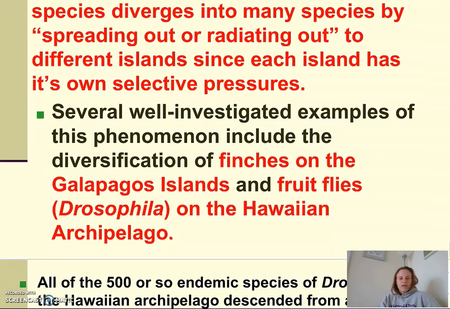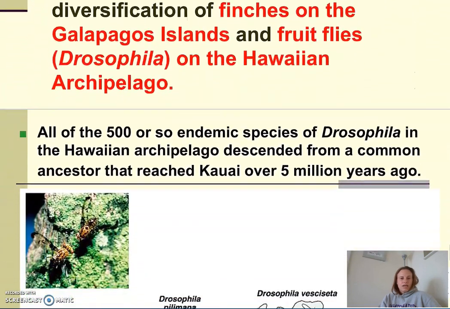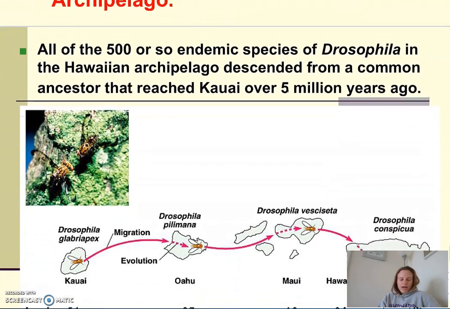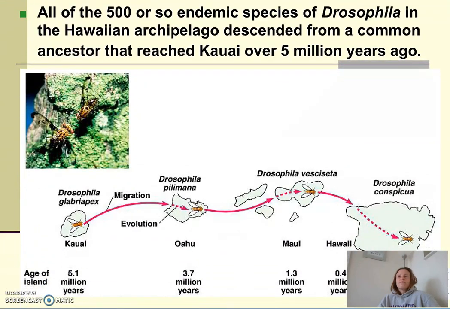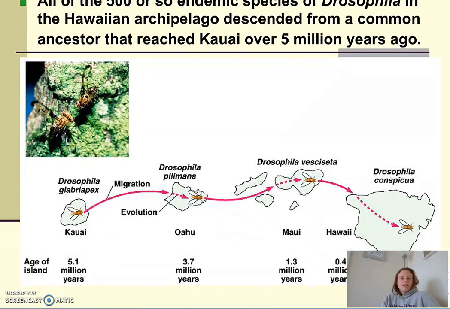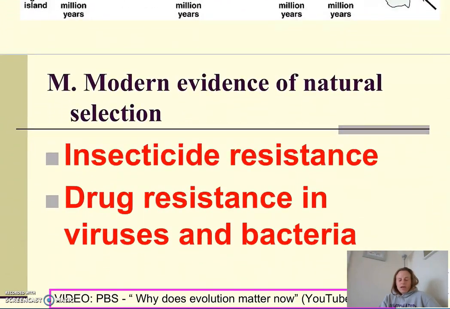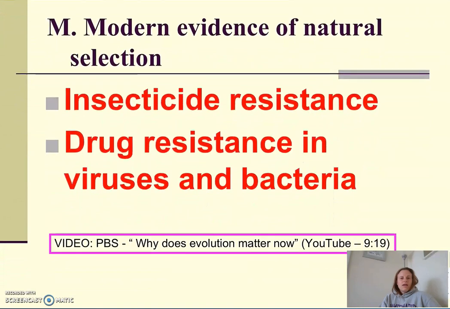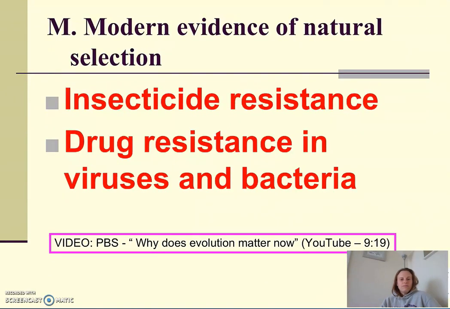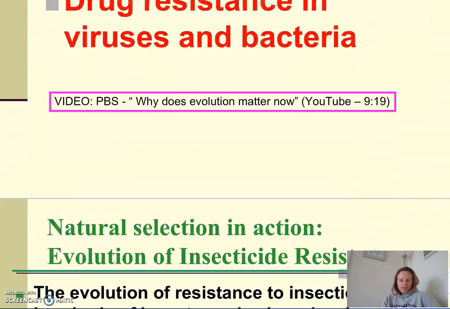Another example are fruit flies, or the Drosophila, found on the Hawaiian Islands. The Hawaiian Islands contain the most diverse Drosophila collection because these Drosophila have adapted to the unique environment that is present on each one of the Hawaiian Islands. Some further evidence of natural selection has occurred during our lifetime. For example, insecticide resistance and organisms that have developed resistance to drugs, such as drug-resistant viruses and drug-resistant bacteria.